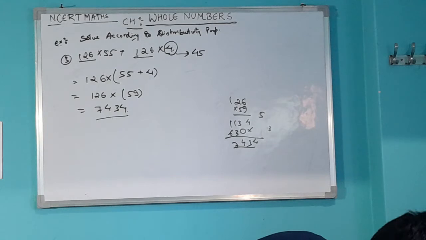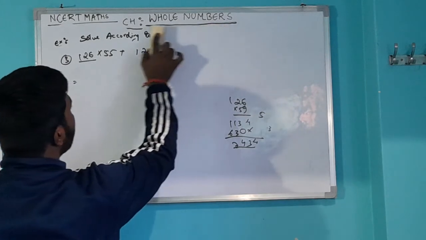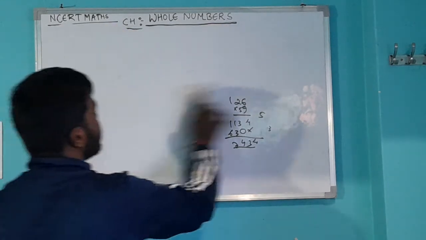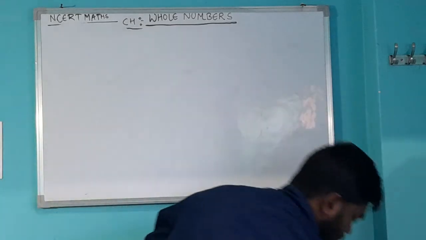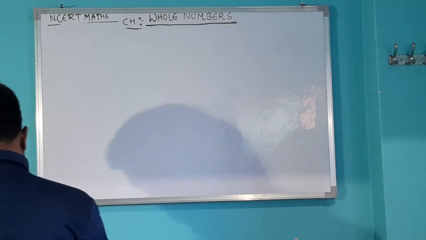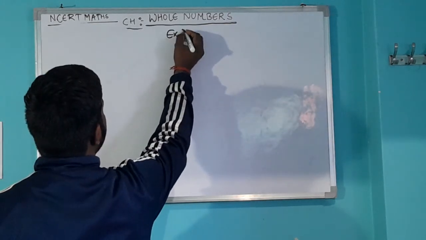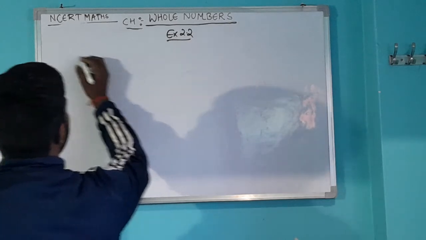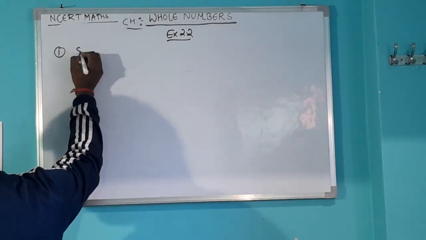So let's move to our next topic. Our next exercise is exercise 2.2, which is totally based on the distributive property. Let's start this exercise.